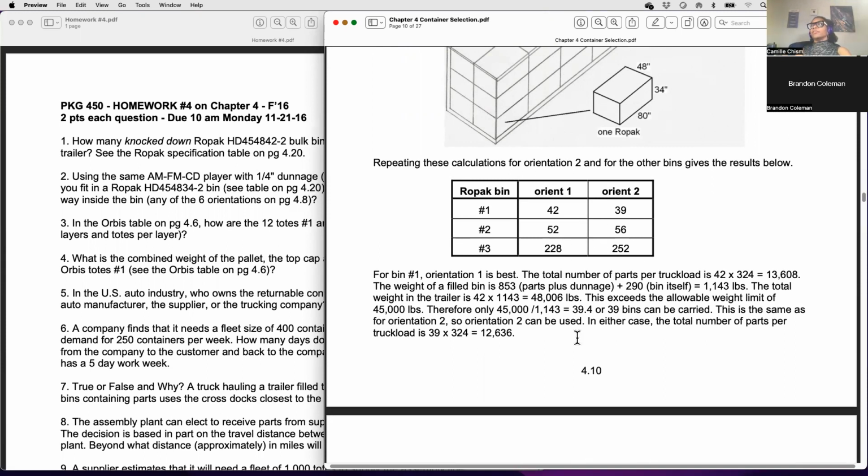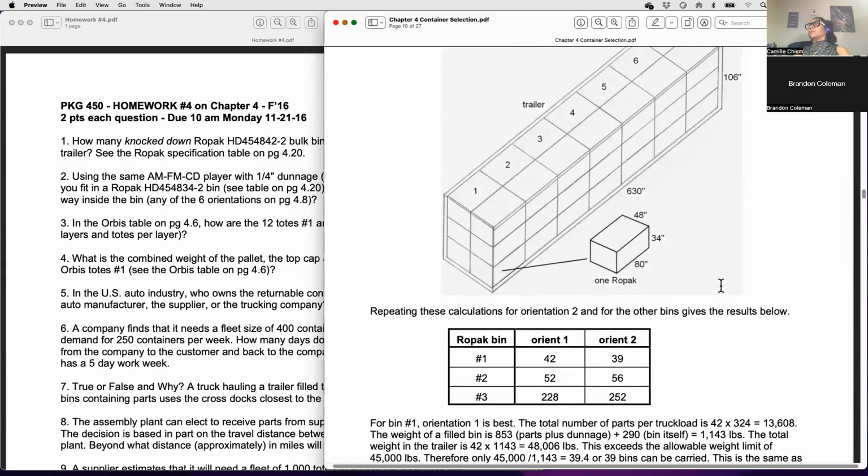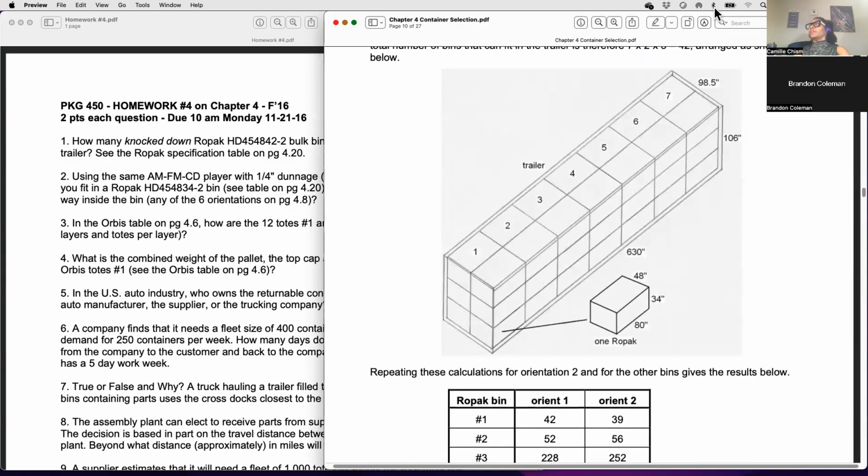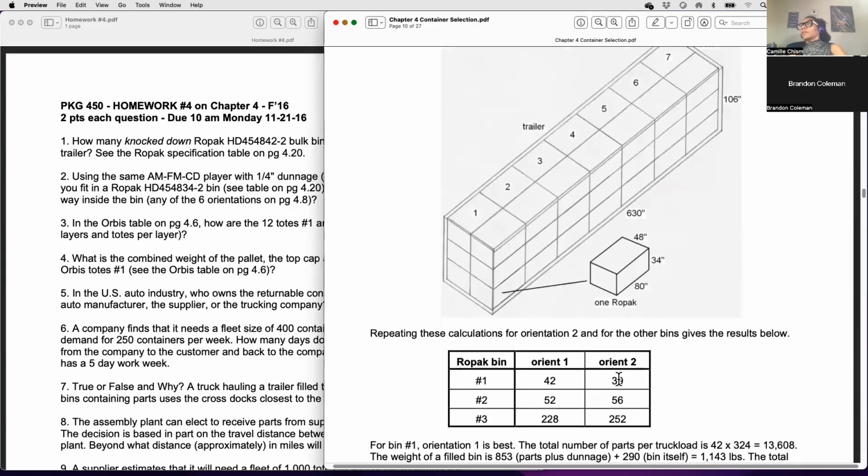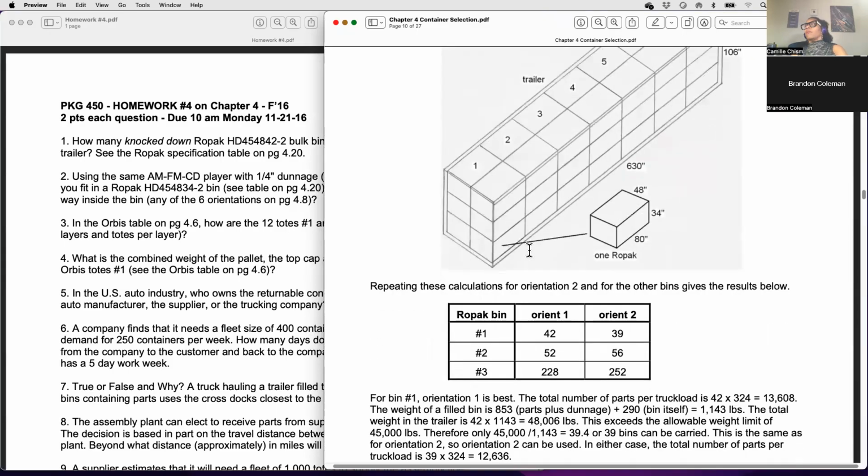And then with the other one, that's the small 30 by 32, the baby roll pack, you can get either 228 or 252. Okay, so for bin 1, you're going to get the maximum number of bins and parts in orientation number 1. And you calculate that by saying you get 42, which was the 7 times 3 times 2. You get 42 of these bins on a truck.